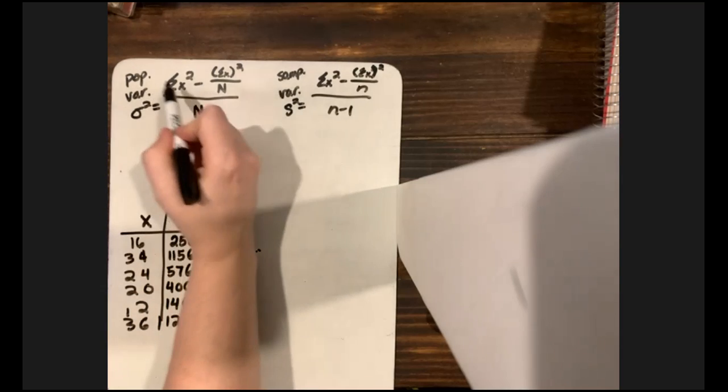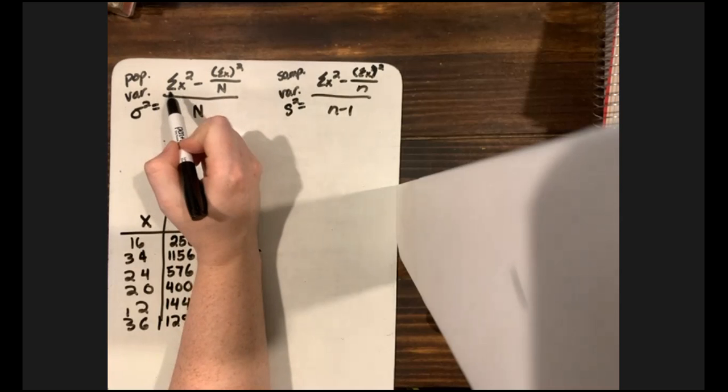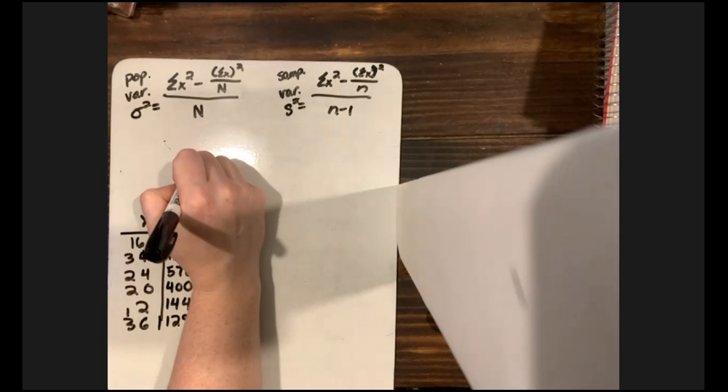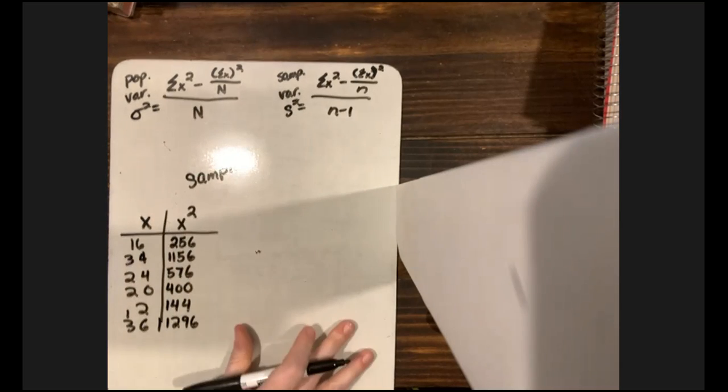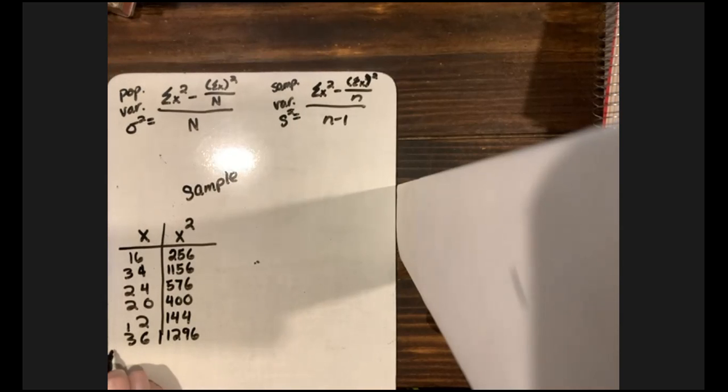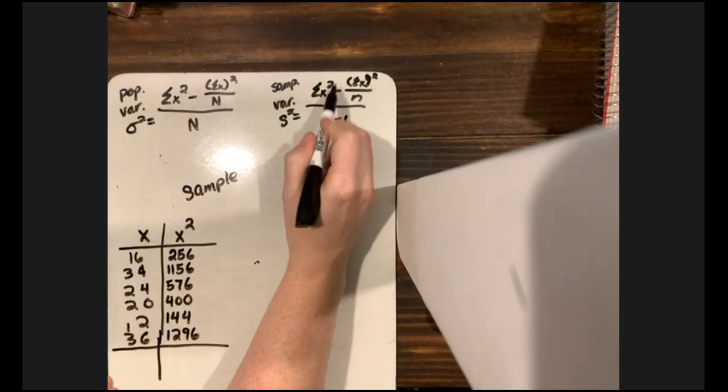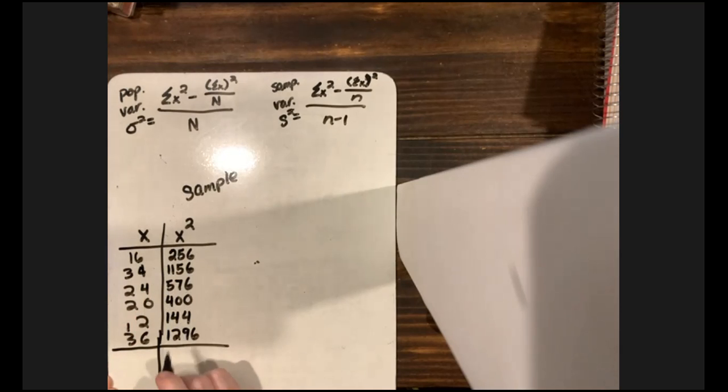Now I am going to need the total of this in either formula. This particular one does ask us for sample, so we're working with our sample set here. Now we're going to total this up. I need the total of my x squared, and when we add all of this up, we get 3828.